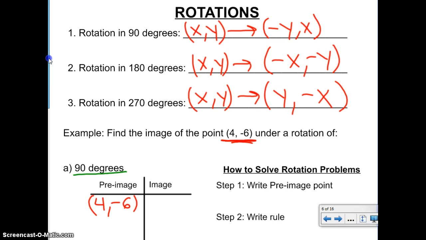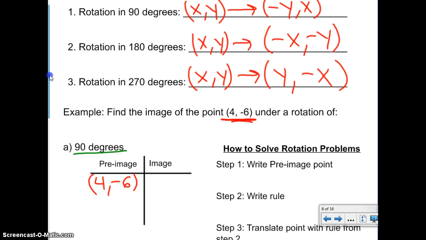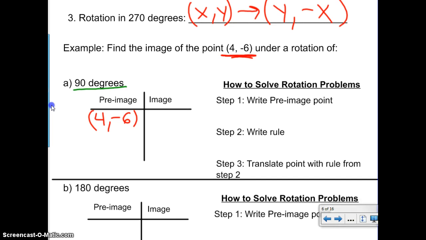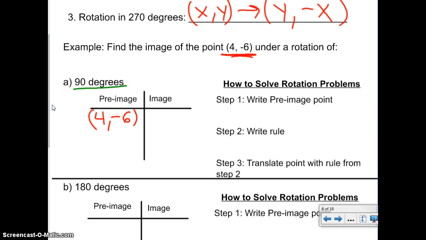Step 2 says you're going to write the rule. So rotation in 90 degrees is negative y comma x. So up here, negative y comma x. All right? So you write it right next to that word image. And now we actually translate the point.